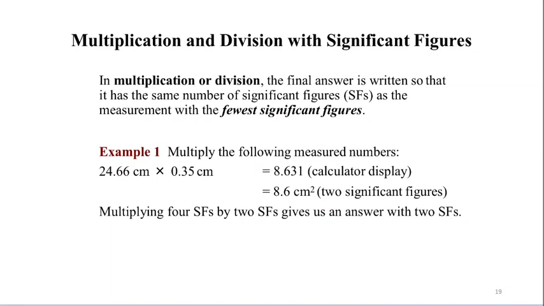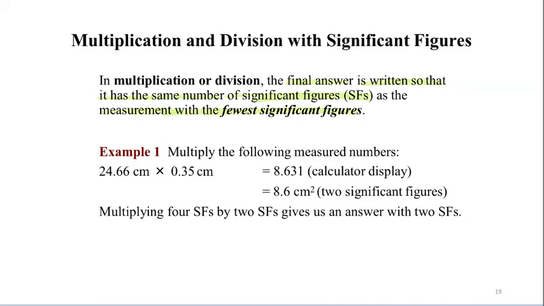So let's just continue talking about how we handle measurements when we're dealing with mathematical operations. Now we're going to move on to multiplication and division. In multiplication and division, if we have measurements, your final answer is going to be written so that it has the same number of significant figures as the measurement with the fewest significant figures. I know some of you will ask, okay, but why in addition and subtraction is it decimal places, and here it is sig figs?